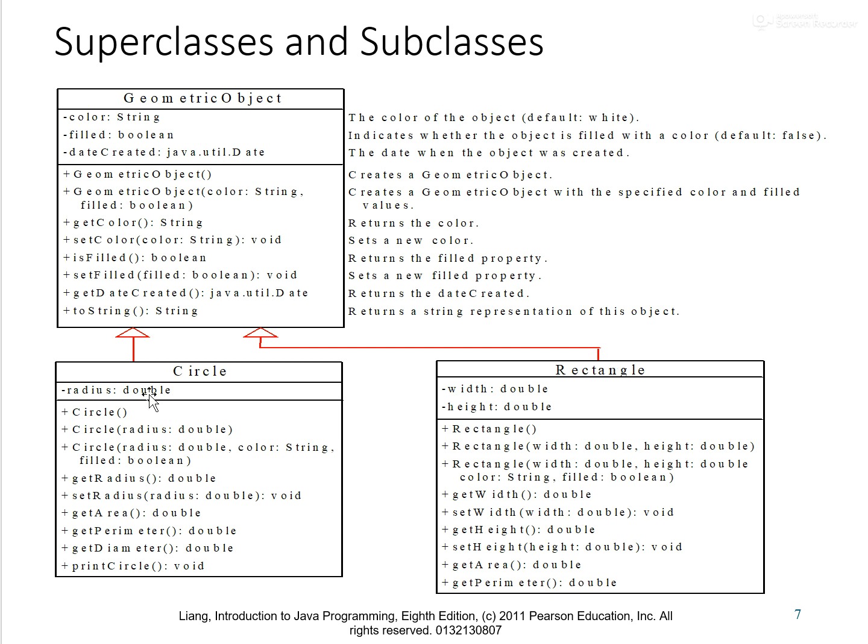A circle is a geometric shape, a geometric object. A rectangle is also another type of geometric object. That's the relationship between these.